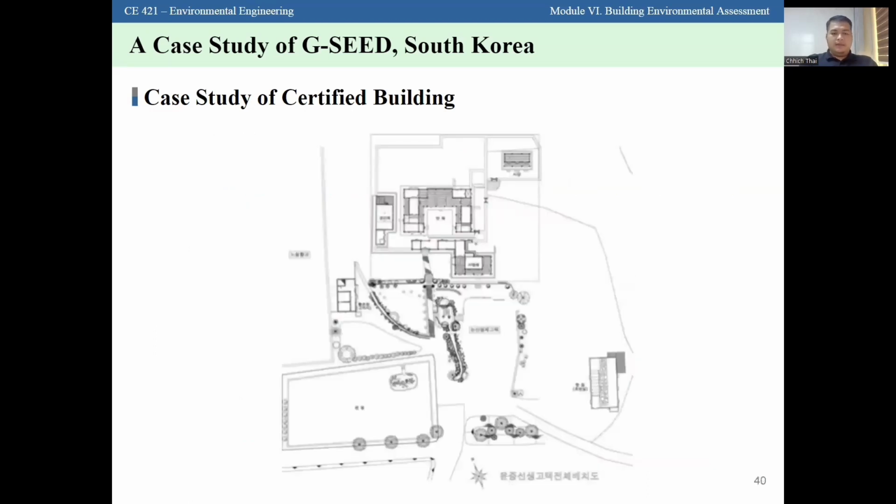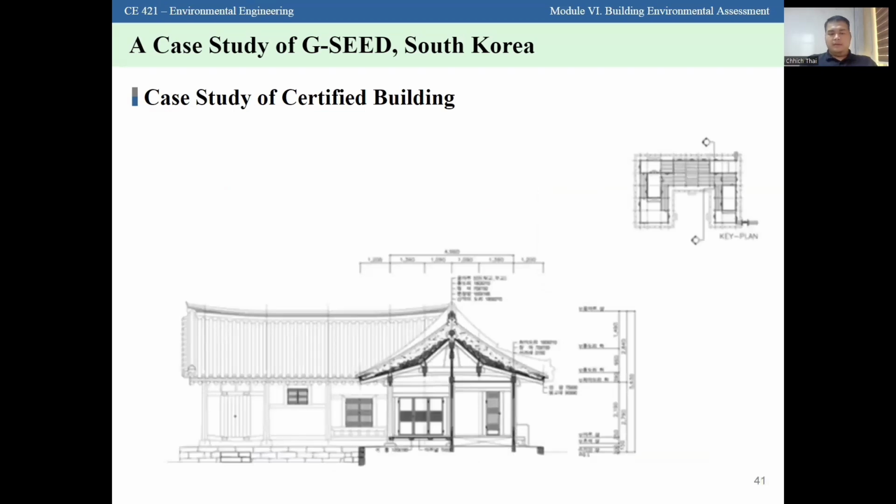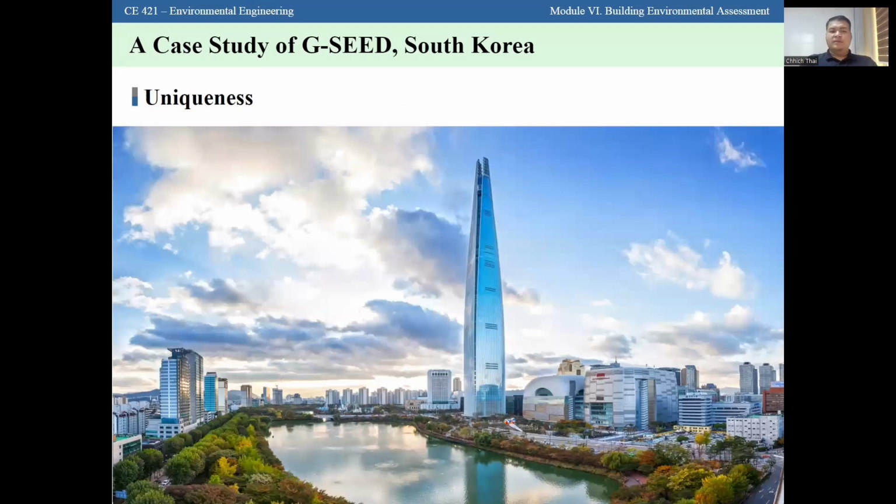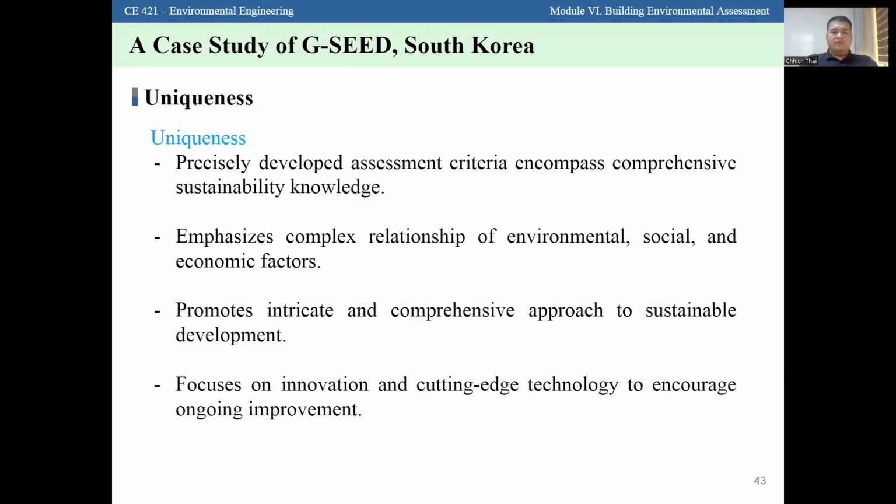So this is the site plan of the Hanok house, and this is the cross-section drawing of the certified building itself. Moving on to the uniqueness. The uniqueness of GC is that it precisely developed the assessment criteria to have comprehensive sustainable knowledge, and to emphasize the complex relationship between environmental, social and economic factors, as well as to promote an intricate and comprehensive approach to sustainable development by focusing on innovative and cutting-edge technology to encourage ongoing improvement.